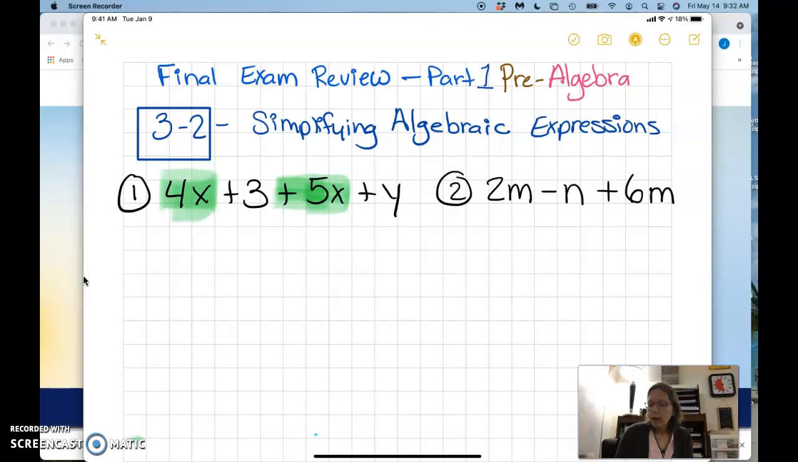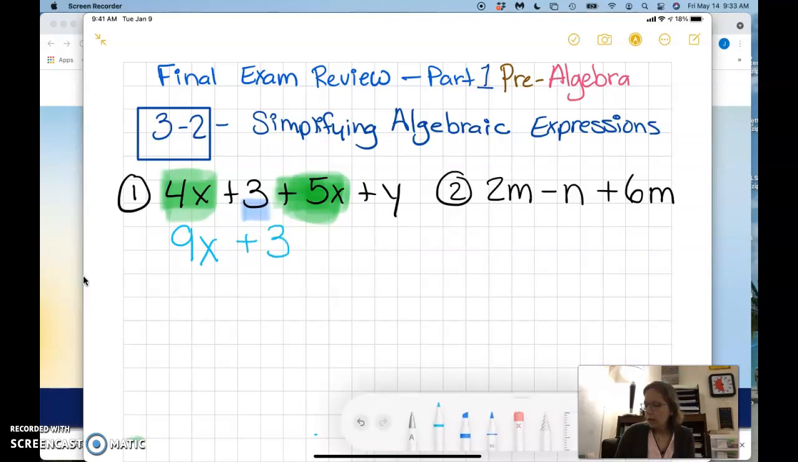So now I can add these two numbers, 4x plus 5x. What is 4x plus 5x? 9x. Is there anything that matches the 3? No. There's no other number, right? So I'm just going to write the 3 because it's going to stay the same, with whatever sign it has in front of it. And is there anything else that matches the y? No, there's only one y, so I'm just going to write that with the sign in front of it.